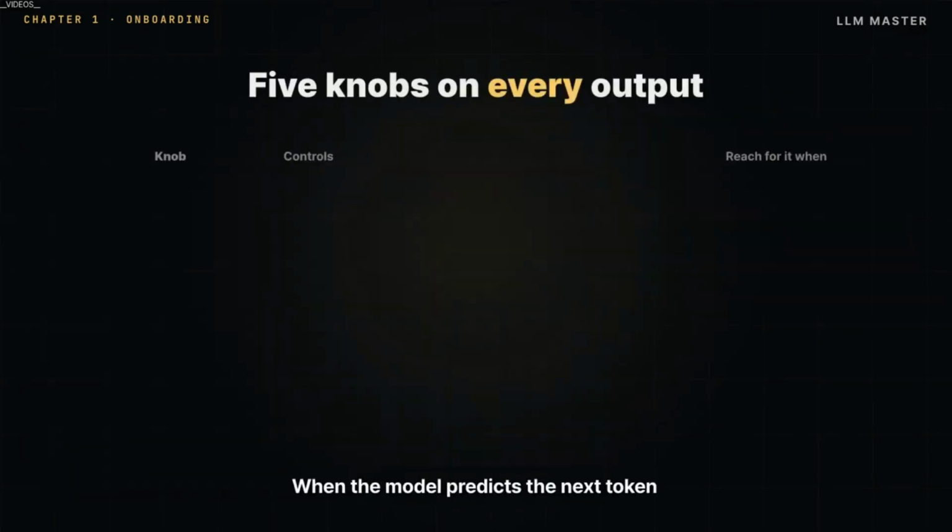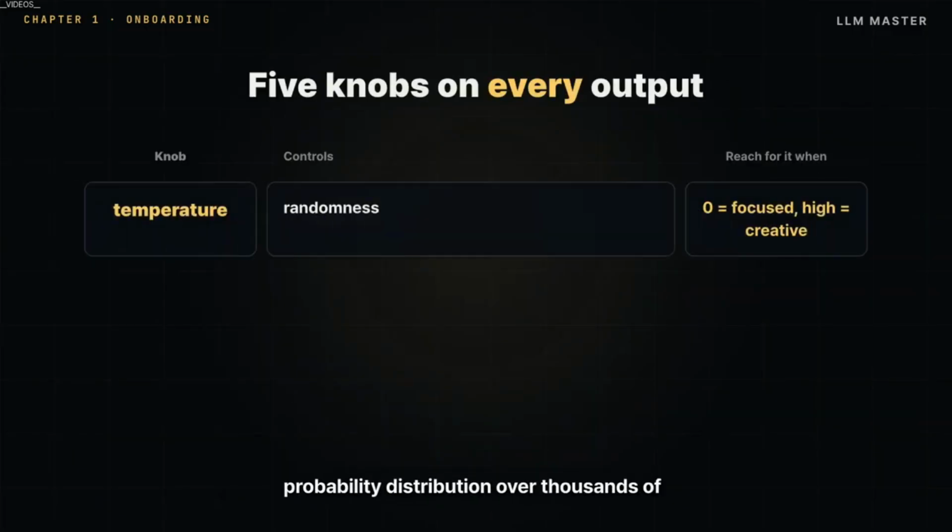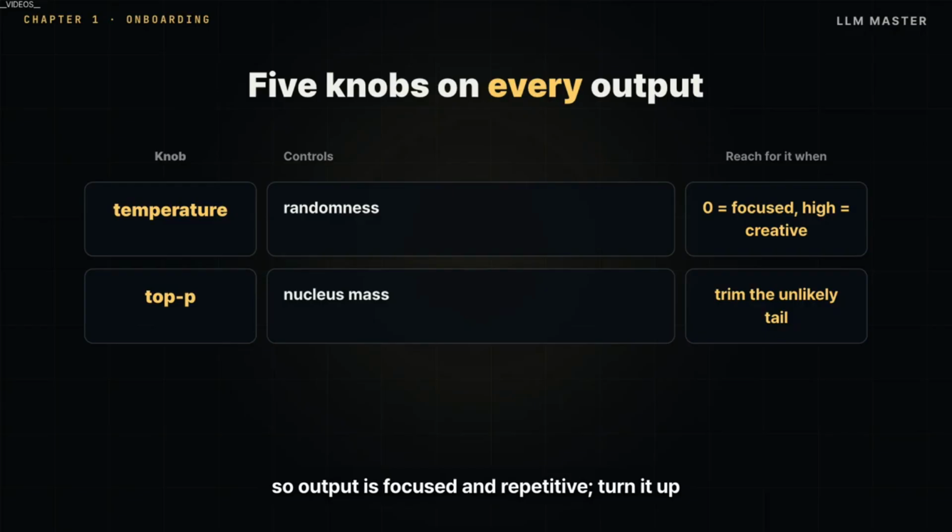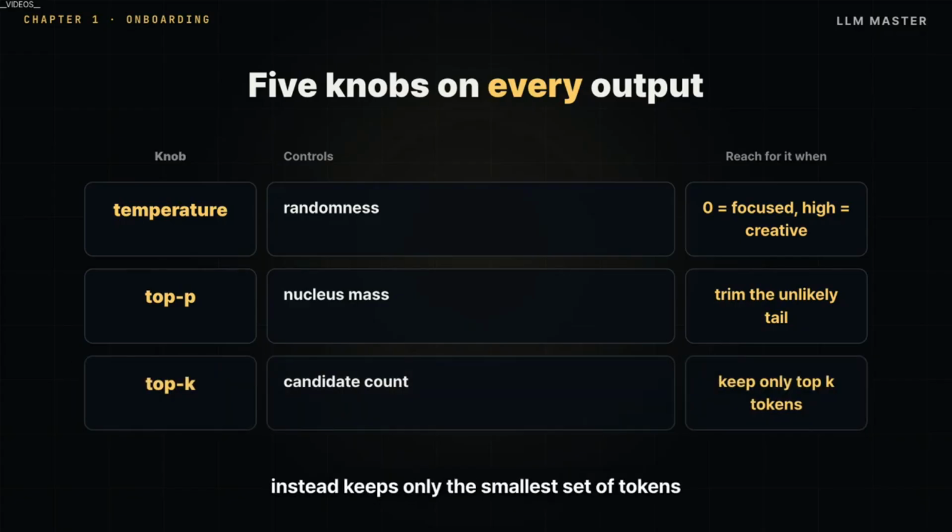Now the dials. When a model predicts the next token, it doesn't get one answer. It gets a probability distribution over thousands of possible tokens. Sampling parameters decide how you pick from that distribution. Temperature is the master control. Near zero, you almost always take the single most likely token, so output is focused and repetitive. Turn it up and you flatten the distribution, letting less likely, more surprising tokens through. Top P, or nucleus sampling, instead keeps only the smallest set of tokens whose probabilities add up to P, trimming the unlikely tail. Top K is the blunter cousin. Keep the K most likely tokens, drop the rest.